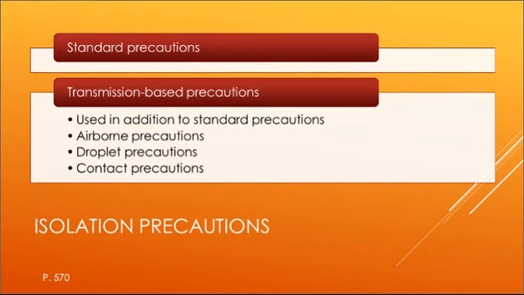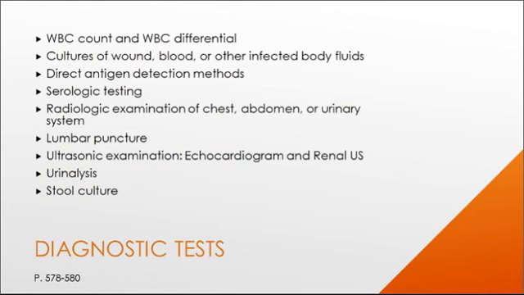Isolation precautions, I think you covered these in lab. If you haven't, you will. Standard precautions are what we do on everything. Treat everybody as if they're infectious. Using gloves, washing our hands. And then transmission-based airborne, droplet, contact, depending on the disease process.